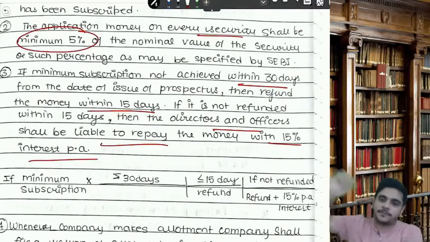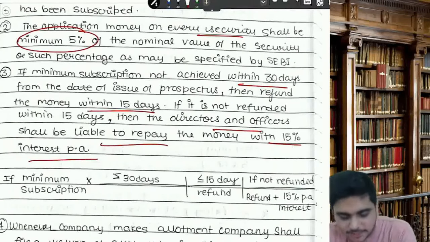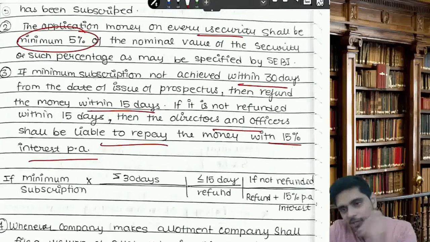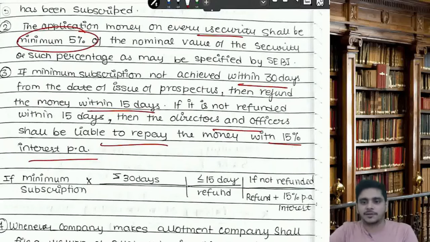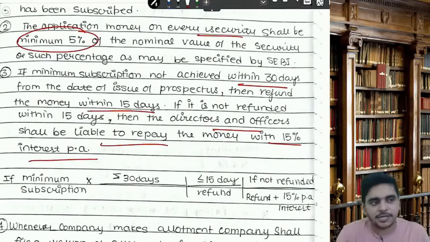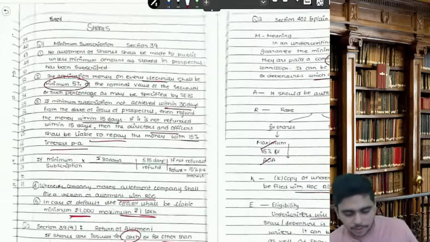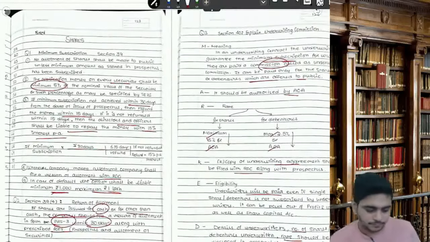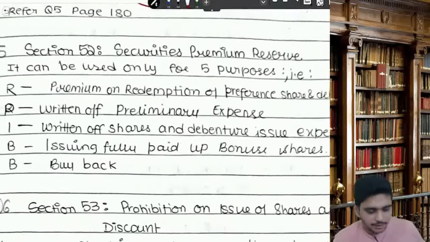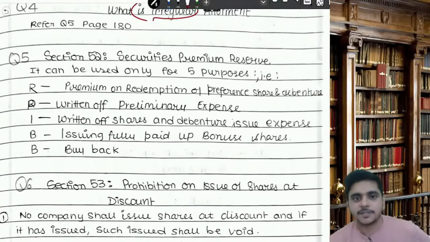Sir, we have applied for listing to the exchange, but the permission has not been received. The allotment, whatever you have done, it is irregular. Whatever conditions were there, you have contravened those conditions and given the allotment. That allotment is called irregular allotment.